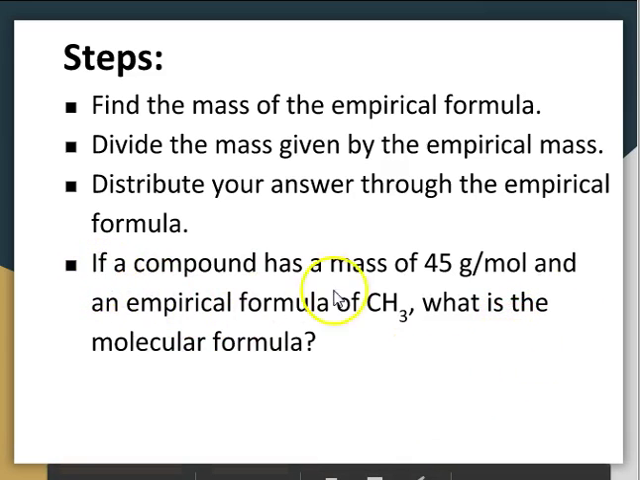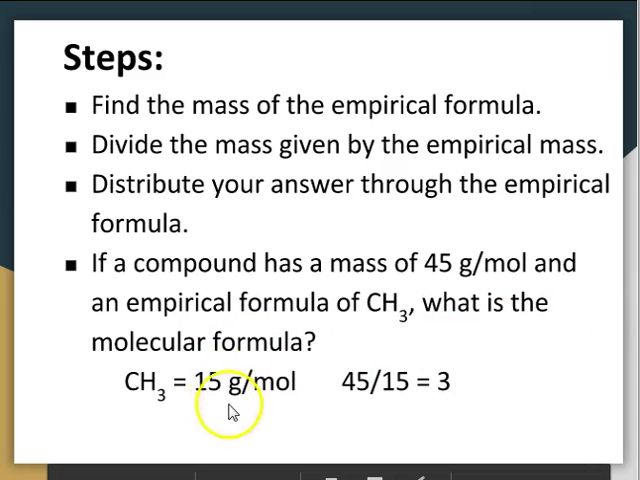Another example. If a compound has a mass of 45 grams per mole and the empirical formula is CH3, so we know we have a 1 to 3 ratio of carbon to hydrogen, what's the molecular formula? Well, for the CH3 on its own, if the multiple was 1, then the mass would have to be 15, right? Because 12 plus 3 is 15. But our molar mass is 45, which is 3 times greater than our empirical formula's mass, which means that the molecule itself, even though the ratio is 1 to 3, has to be C3H9 because it's 3 times greater, right? And that's where we get the molecular formula.